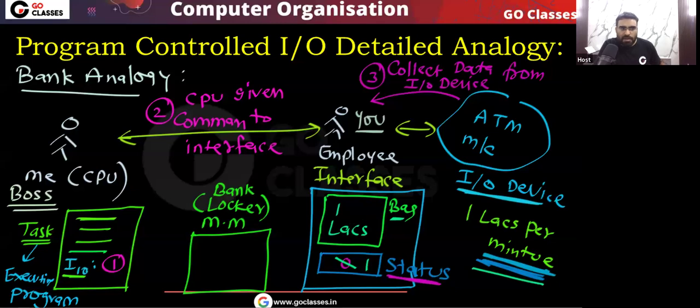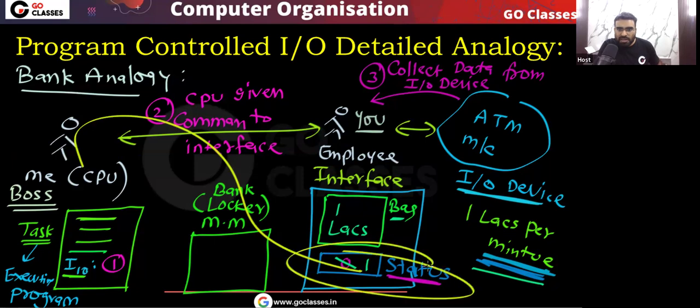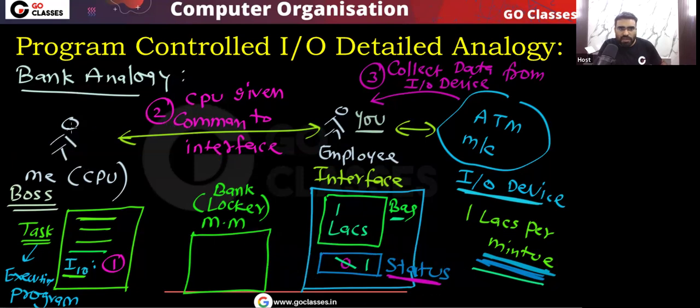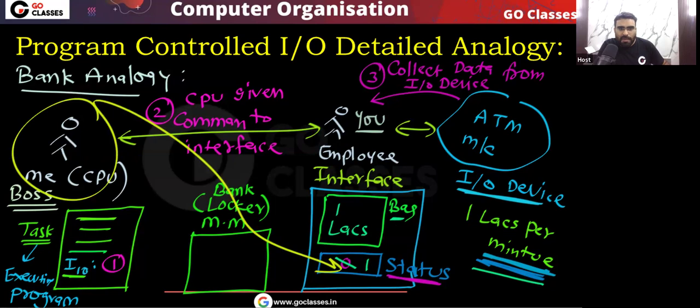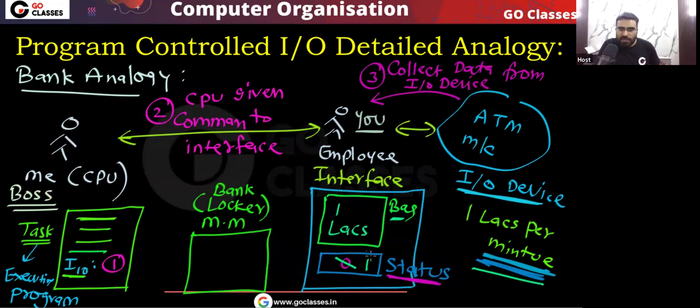Now remember, will you go to inform this CPU? You are the employee. Will you go to the boss and inform that data is collected? No, no, no, no. Remember, this CPU is continuously checking your status register. So when the CPU sees that this status bit is 1, the CPU knows that, okay, data is ready.